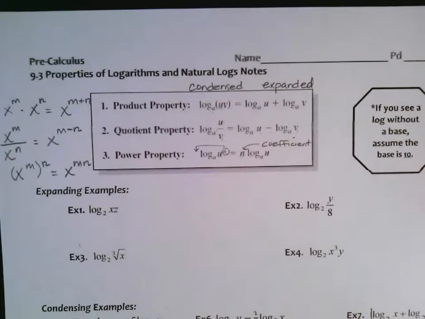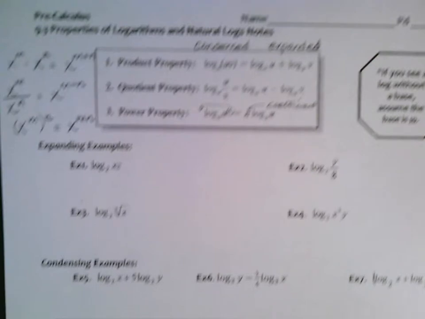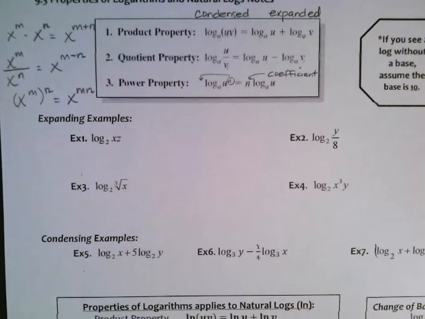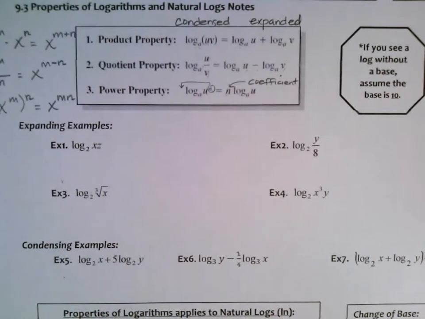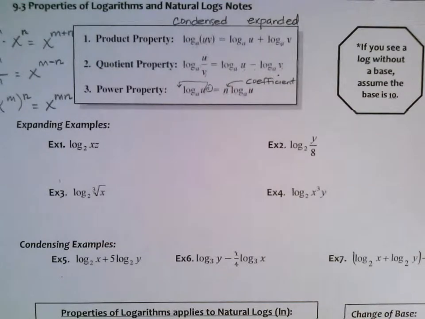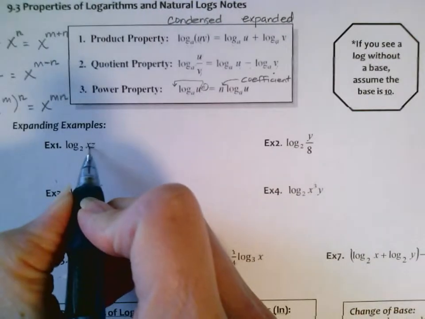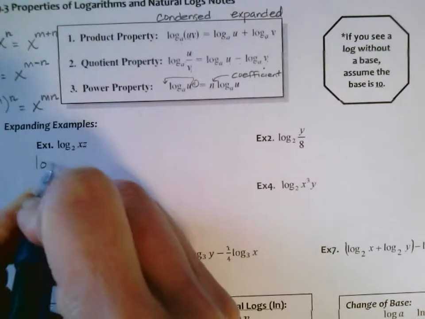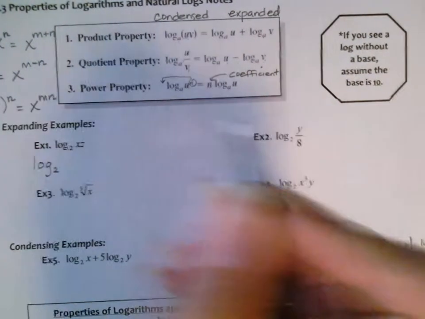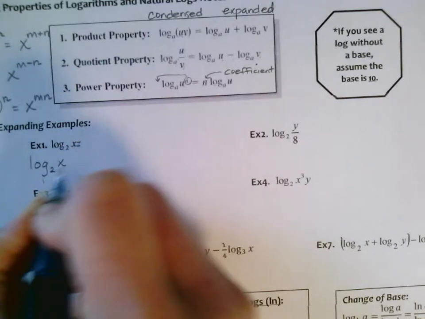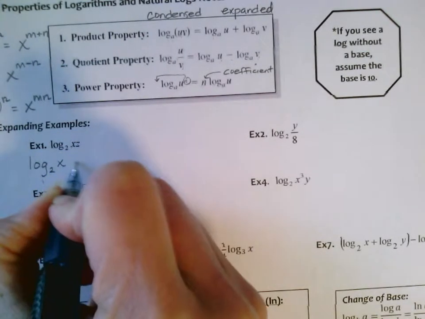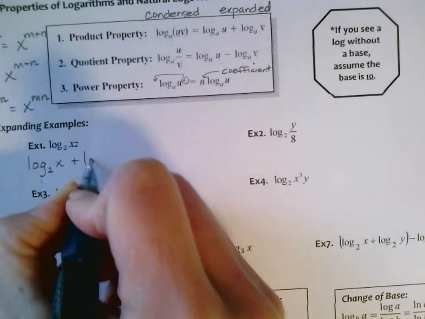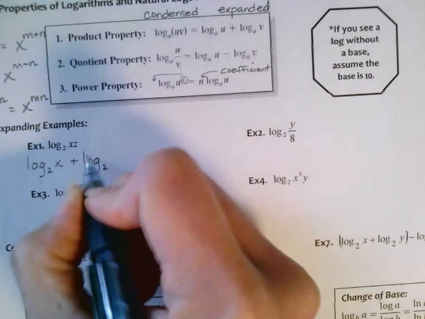So let's look at example number 1. Example number 1 is taking the log base 2 of x times z. So here we have a multiplication of two terms. When I expand it, I know I'm going to add. So log base 2 of the first term plus log base 2 of the second term.